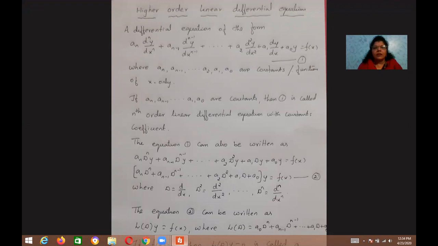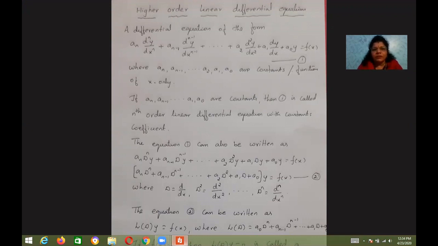Hello students, today I am going to teach the higher order linear differential equations of homogeneous function. Before starting this topic, let me first explain what is a higher order linear differential equation.